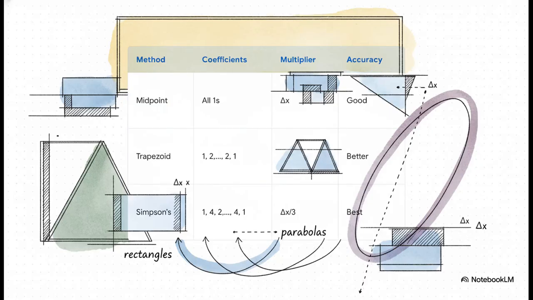Okay, let's put it all together. This table gives you a really nice side-by-side look at our three methods. You can see the different coefficient patterns, especially for the trapezoid and Simpson's rules, and the takeaway is pretty clear, right? As we go from rectangles to trapezoids to parabolas, the accuracy just gets better and better.